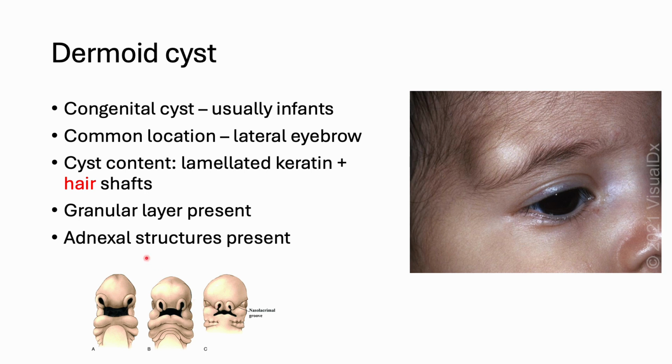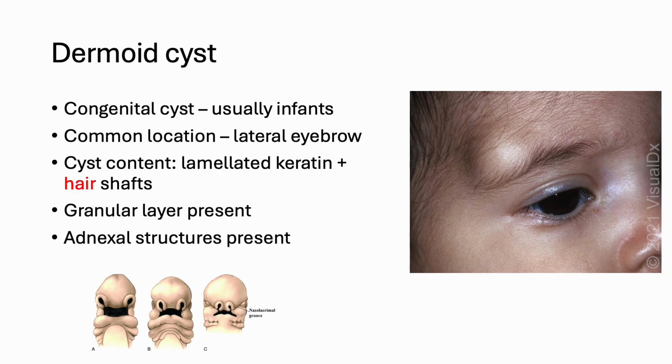And the features of dermoid cyst, let's talk about the wall. It has the same wall as the epidermoid cyst, which has the granular layer. But there is something different, which is the cystic content, which includes not only keratin, laminated flaky keratin, but also hair shafts. And more importantly, it has adnexal structures present.